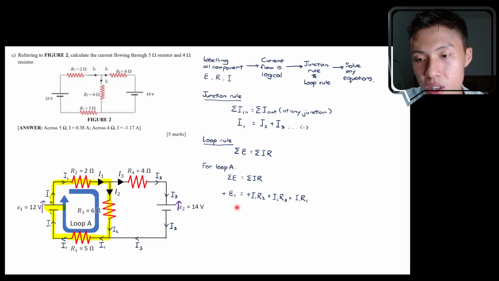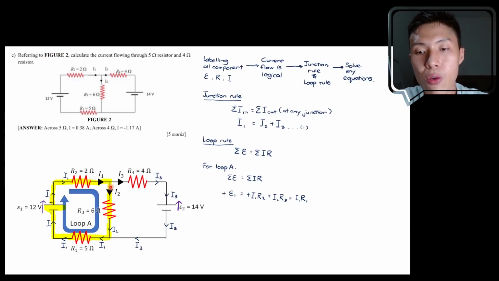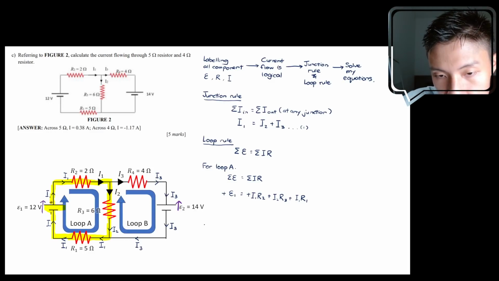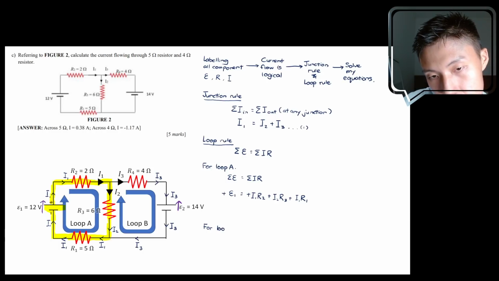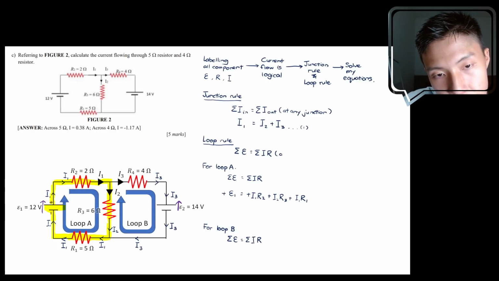What you can do right now is substitute the values, but I'm not going to substitute them first. I'm going to construct the next equation, which is for loop B over here. So let's move on to discuss how to construct the equation for loop B. For loop B, it's also sum of epsilon equals sum of IR. And I want to mention, this is for any loop.